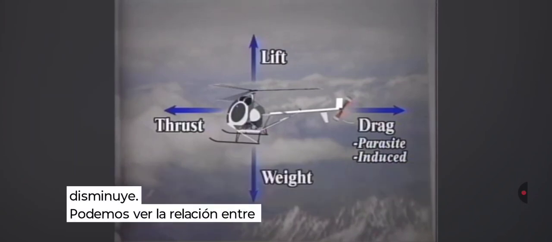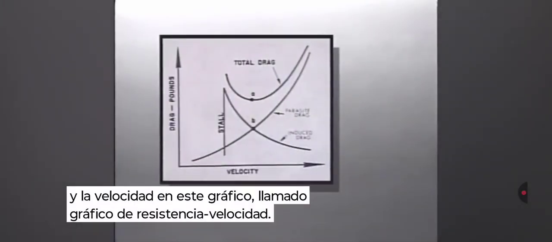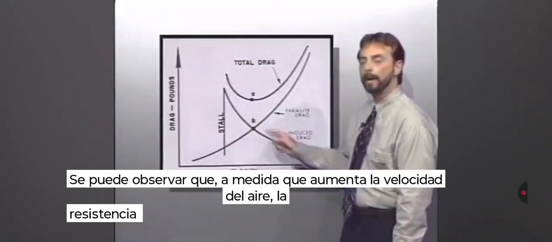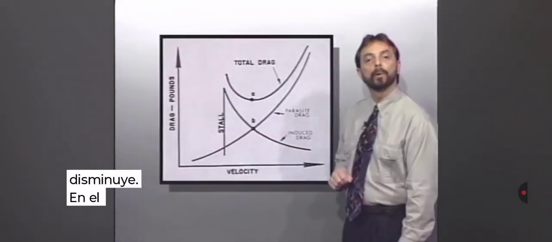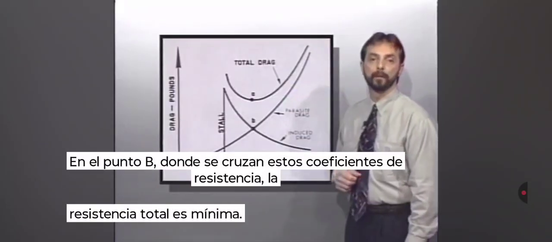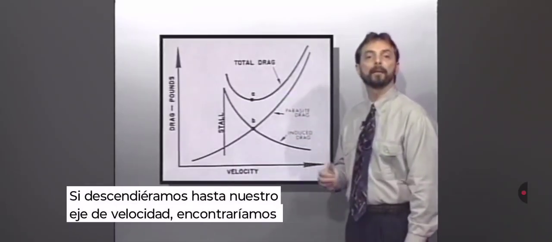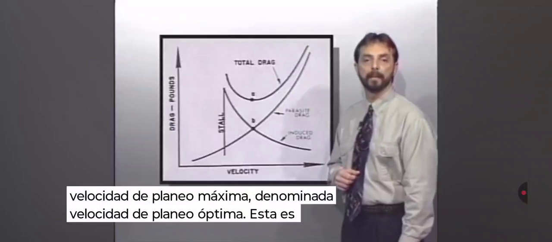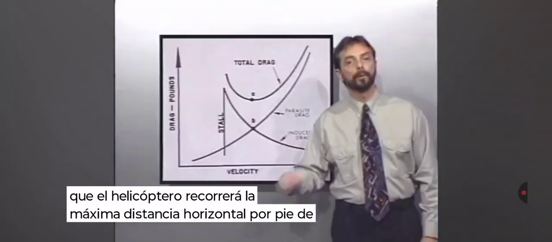We can see the relationship between drag and speed in this graph called the drag-speed chart. You can see that as airspeed increases, parasite drag increases, and induced drag decreases. Where these drag coefficients cross at point B, total drag is lowest. If we were to drop down here to our speed axis, we would find the maximum glide range airspeed. And this is called best glide speed. This is the speed at which the helicopter will travel the maximum horizontal distance per foot of altitude lost.